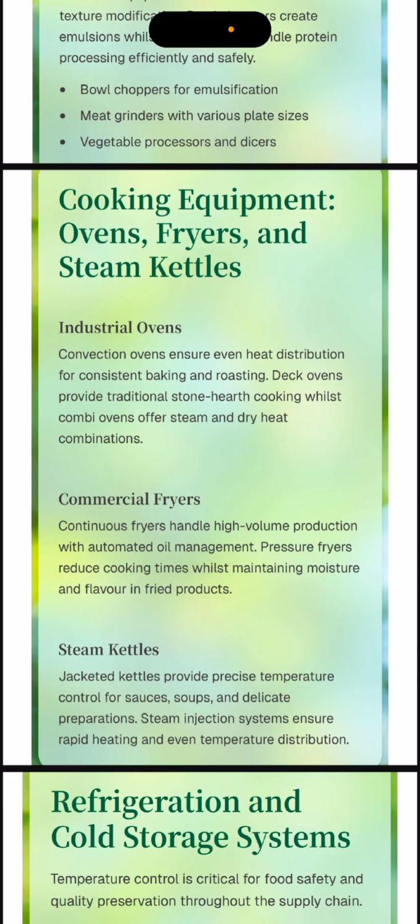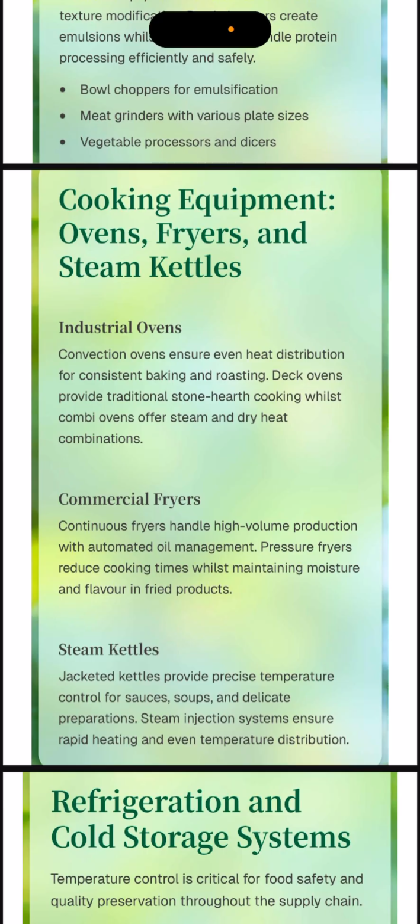Next under cooking equipment are commercial fryers. Commercial fryers are mainly of two types. One is continuous fryers. These are designed for mass production. A conveyor belt moves food items through a long vat of hot oil at a controlled speed, ensuring every single item is fried for the exact same amount of time, guaranteeing uniformity.